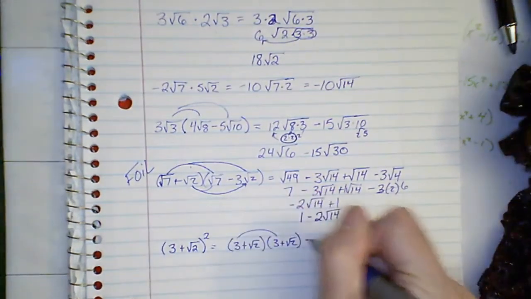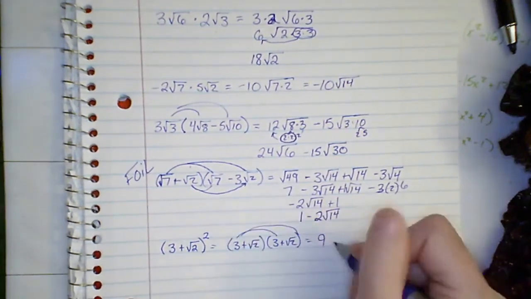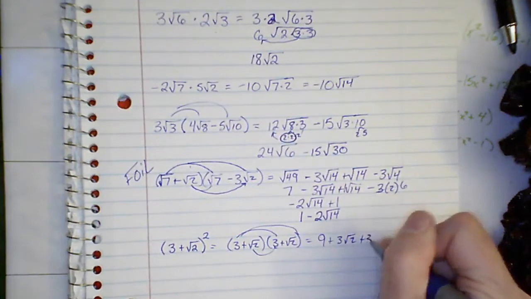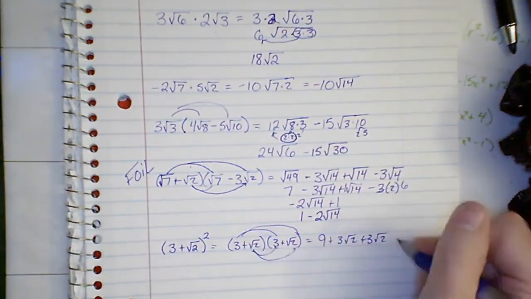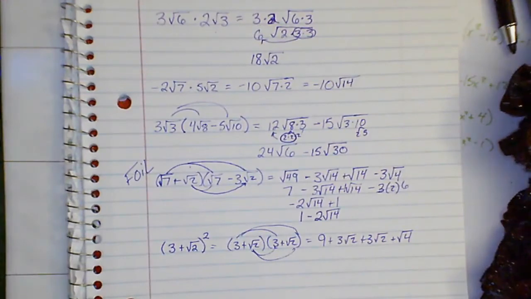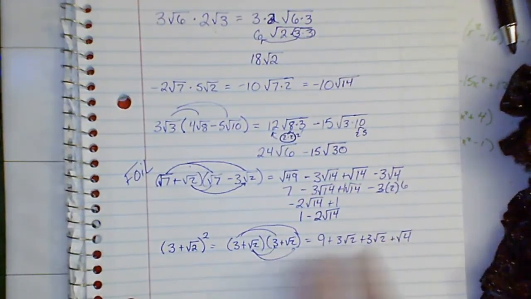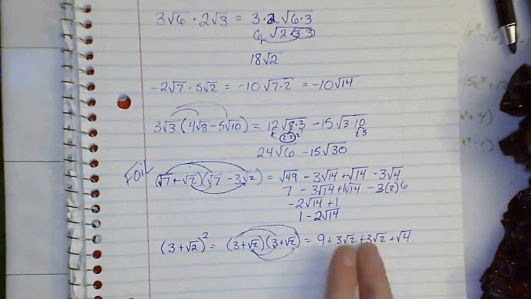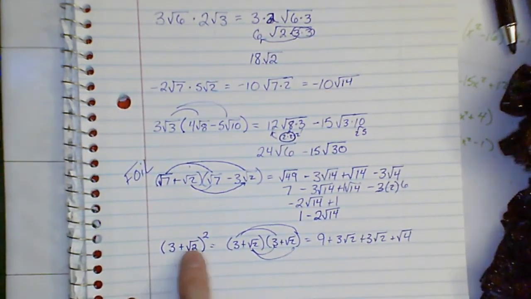3 times 3 is 9, and then we have plus 3 square root 2. Here we have plus 3 square root 2, and we have square root of 4. So with the perfect square trinomial, it's always the square of the first. You always have 2 of the middle. When you multiply these two together, you always have 2 of them. And then with the 4, it's just the last one squared.